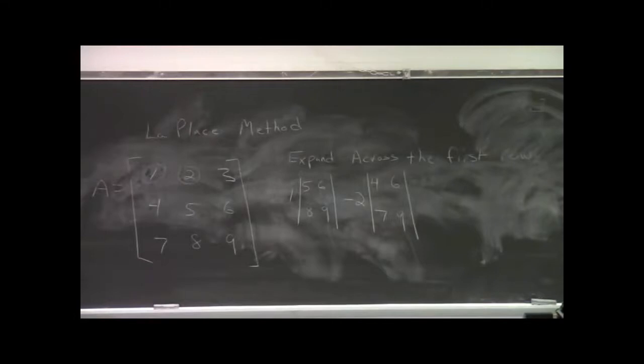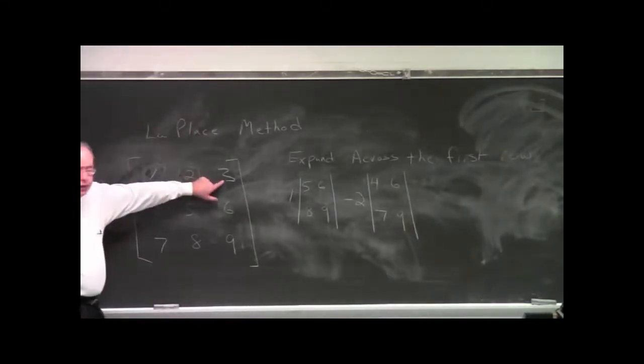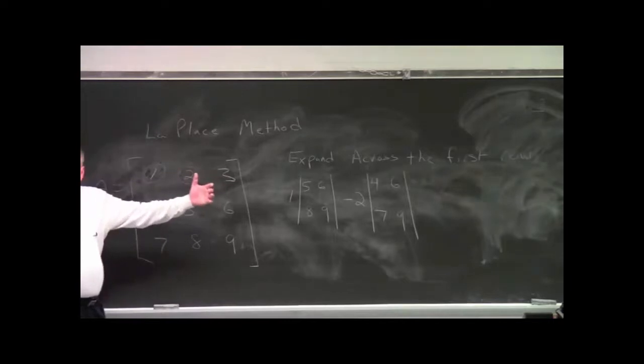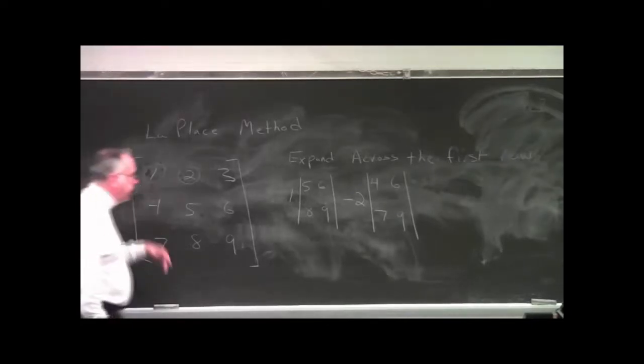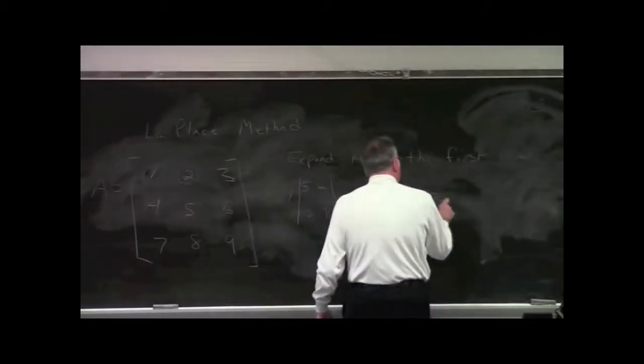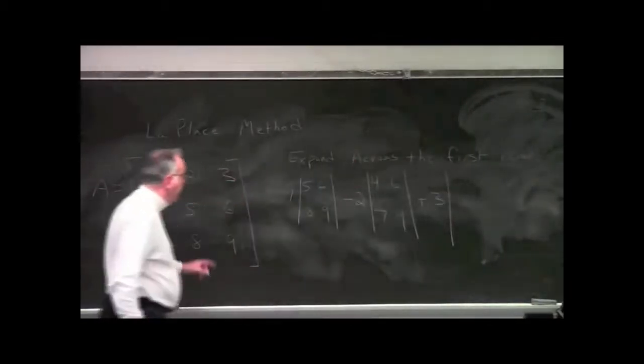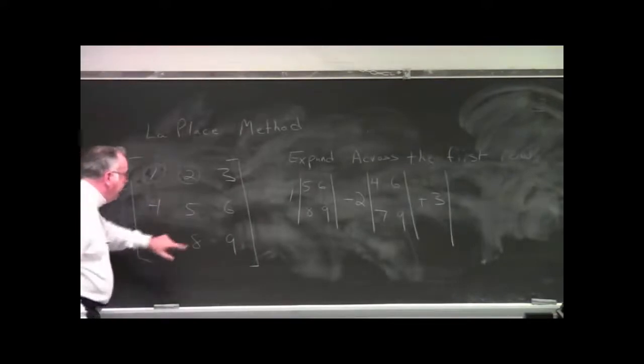Next, we take the last element in that first row, which is the 3. We do not change the sign of that element. See, the pattern is for the first element in the first row, we leave the sign unchanged. The next one, we change it. The next one, we leave unchanged. You alternate. That's the pattern if you're going across the first row. So we have a plus 3. The minor of this element 3 is just this, 4, 5, 7, 8.